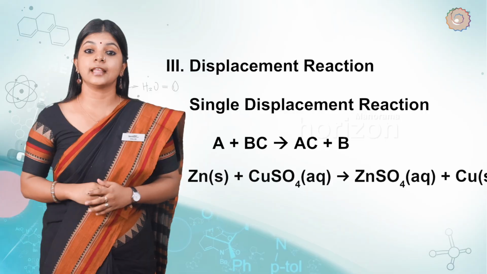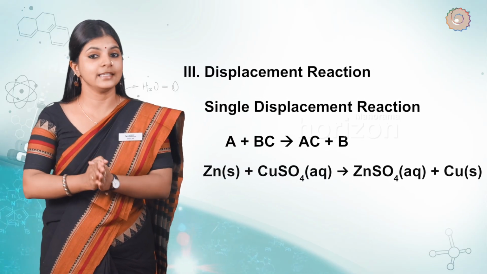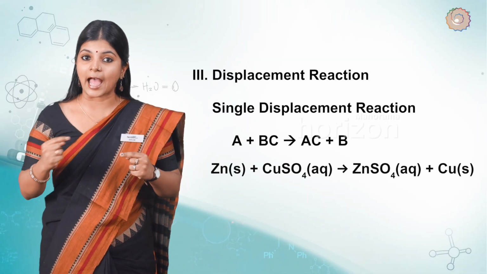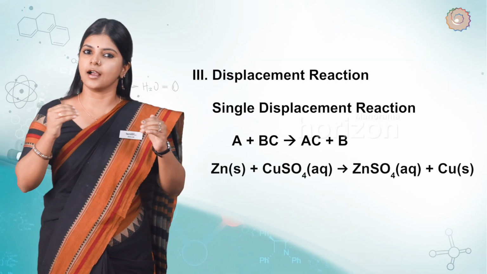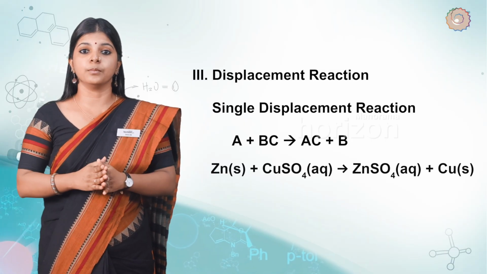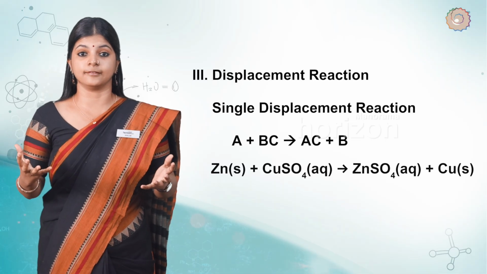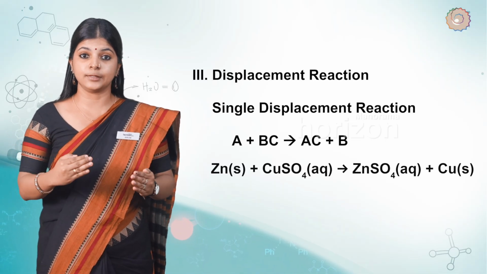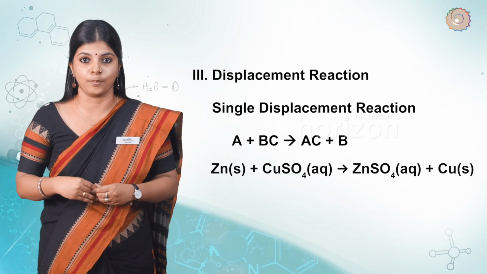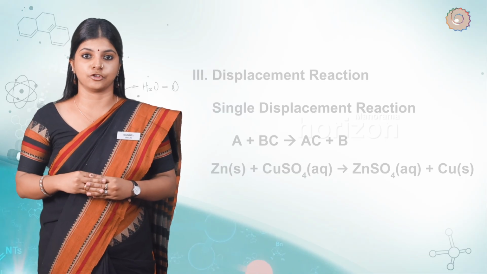Now, coming to the third type of reaction, which is displacement reaction, also called single displacement reaction. In this reaction, a more reactive metal displaces a less reactive metal from its salt solution. For example, if you react zinc with copper sulfate, zinc is more reactive than copper. So, zinc displaces copper from its solution to give zinc sulfate and copper. So, such a reaction is called single displacement reaction.